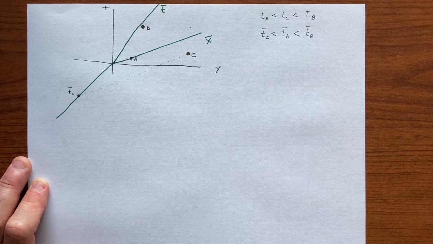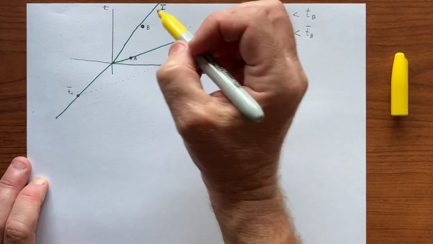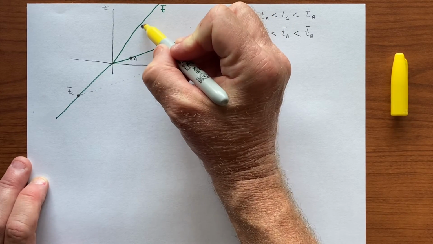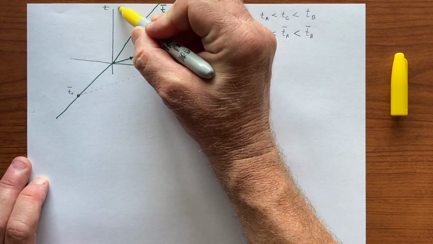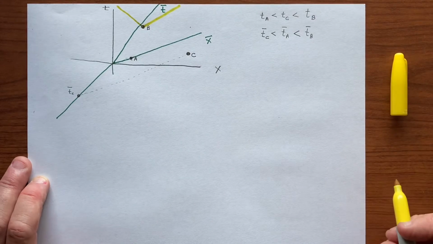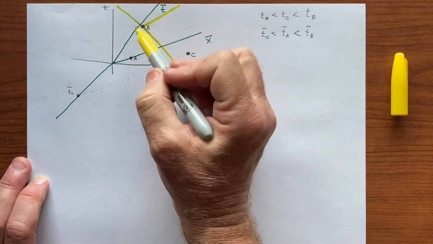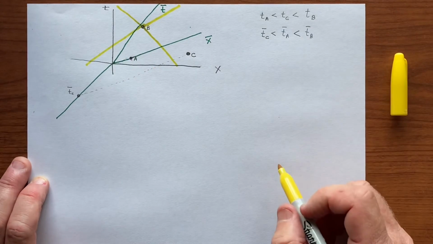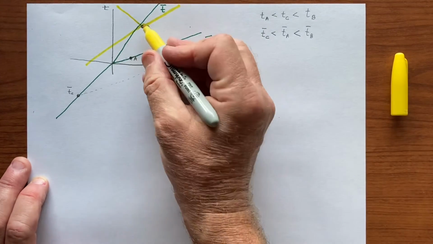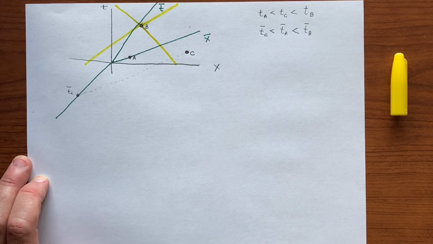What's going on here? And the answer is that they are not causally connected. And so we can see that by drawing the light cones. So the light cone of event B looks like 45-degree lines like this. So those are all the future events that event B can influence, and all the past events that event B can be influenced by. Event A is in the past light cone of event B. So event A can influence event B.